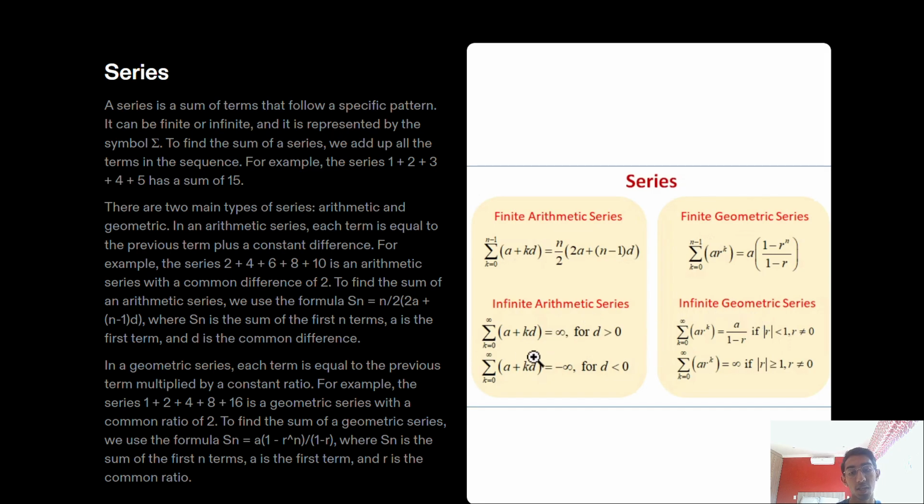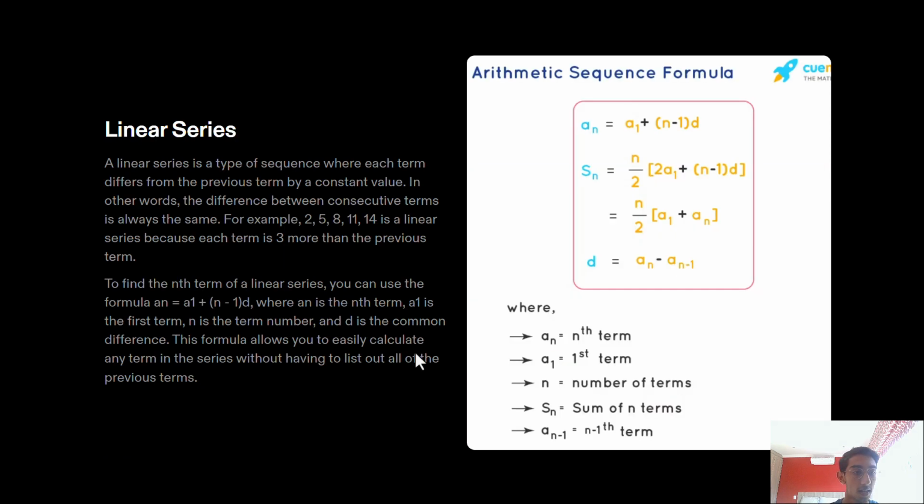But it's quite simple to see that for an infinite arithmetic series, if it's getting greater in a positive direction and the series just continues to carry on, it'll just keep going to infinity. And if it's getting smaller or getting increasingly negative, it'll just become negative infinity. So, linear or arithmetic series.